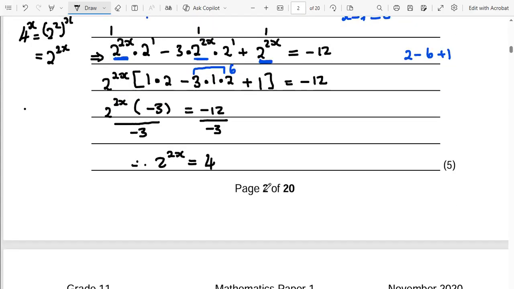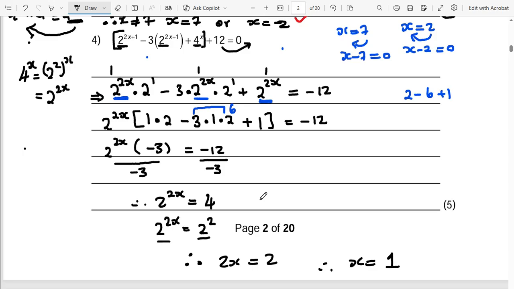Can I change 4 to base 2? Yes, we can definitely do that. This will be 2 to the x, it's equal to 2 to the power 2. The bases are the same. This tells you that the exponents are also equal. Then when you divide both sides by 2, what is your x? x is just 1. Then you're done. That's how you solve that question. That was an easy one.